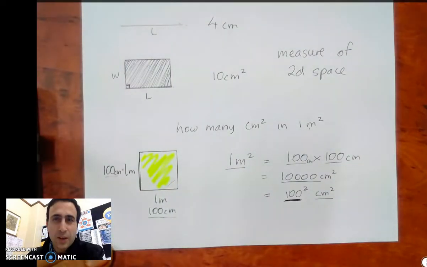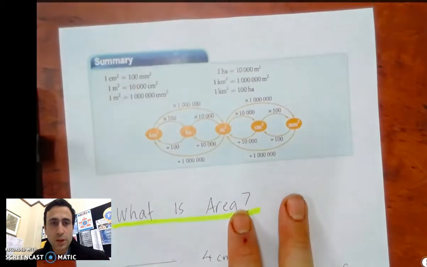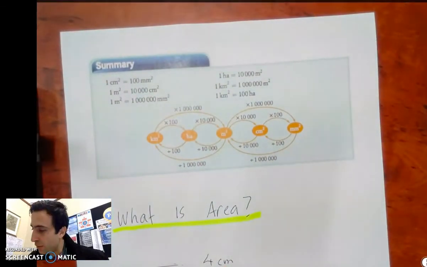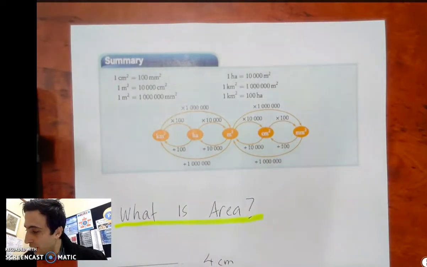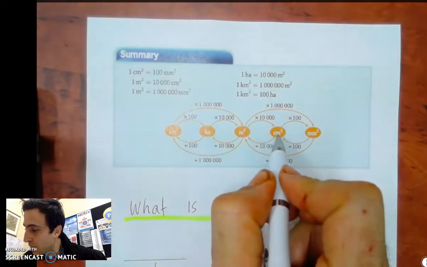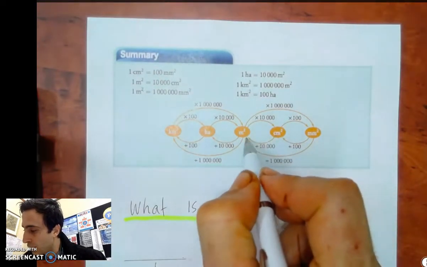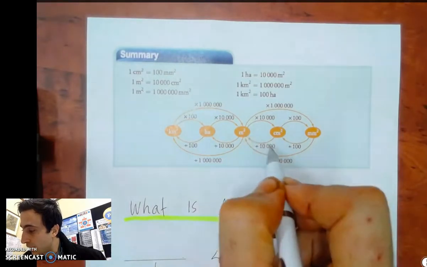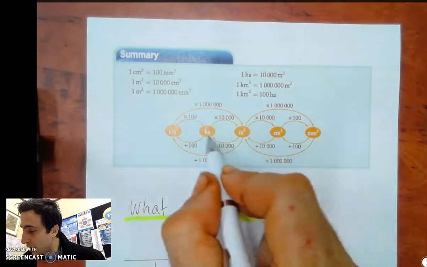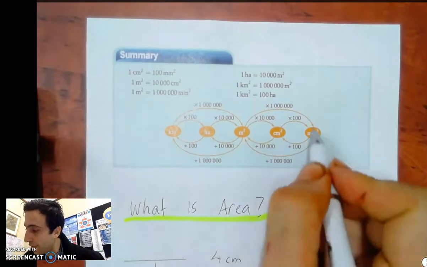Luckily, even though that was pretty confusing, we can refer to one of these. Your textbook is really nice and it provides this beautiful summary for you. If you need to get, for example, from centimetres squared to metres squared, all you have to do is just follow the arrows along and do what the arrow says. So from centimetres squared to metres squared, you divide by 10,000. From metres squared to hectares, you divide by 10,000. From wherever you're going, you just follow that.